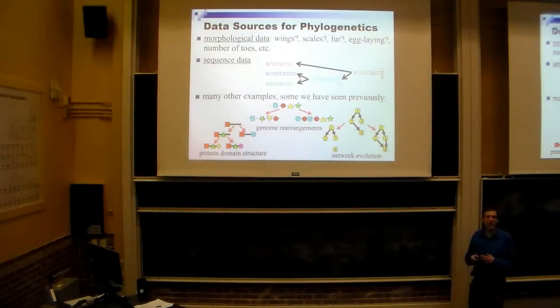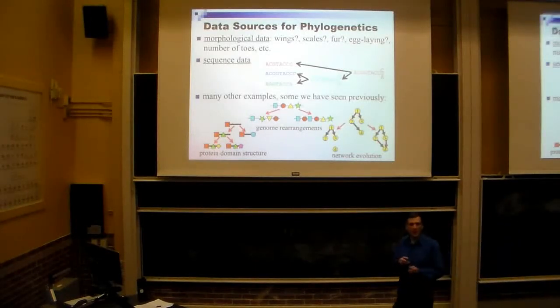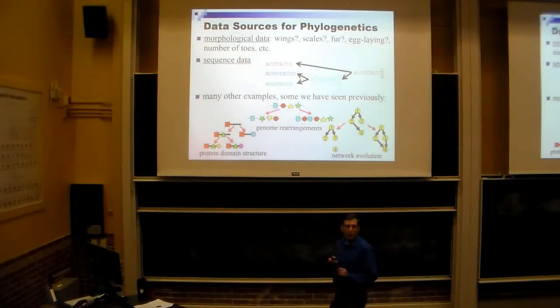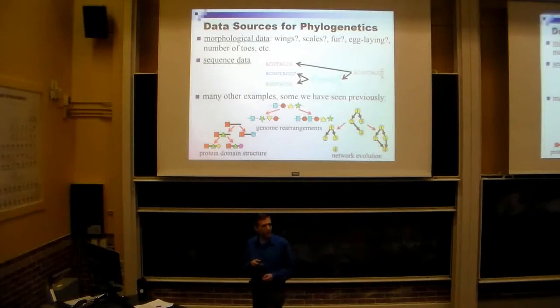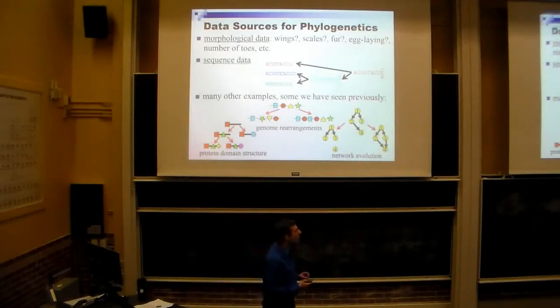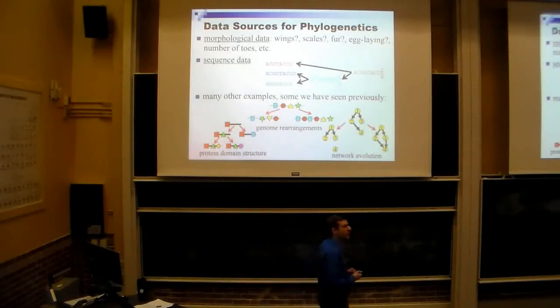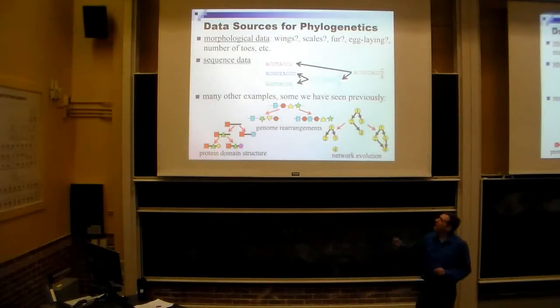So we would look at observable features of an organism, like does it have wings or feathers or scales or fur? Does it lay eggs? Is it warm-blooded? How many toes does it have? All of these kinds of things that presumably are relatively hard to evolve and don't appear very often in evolutionary histories can give us information suggesting which organisms are more or less closely related to one another. That's still used in some contexts today, although it's mostly been displaced by sequence data.